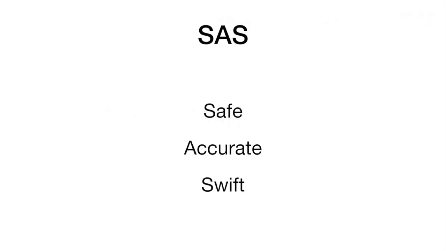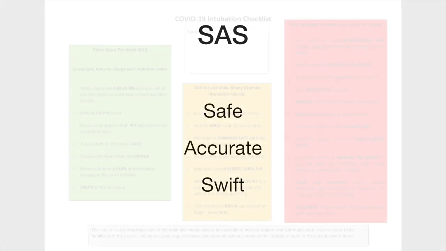Airway management should be safe, accurate and swift. Safe for both staff and patient. Accurate in that unreliable, unfamiliar or repeated techniques are avoided, and swift, i.e. timely, without rush or delay.